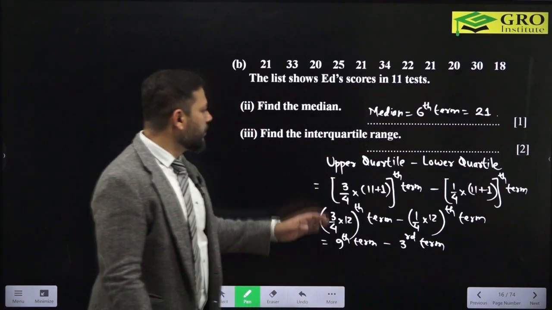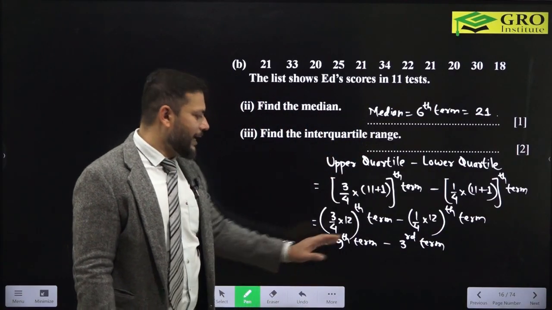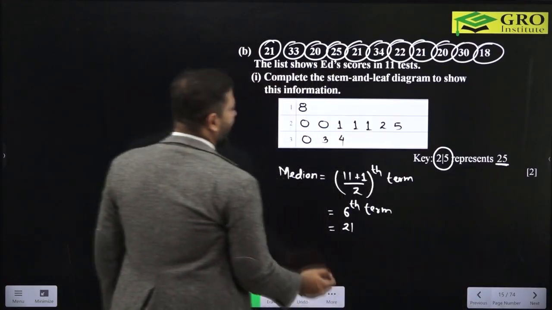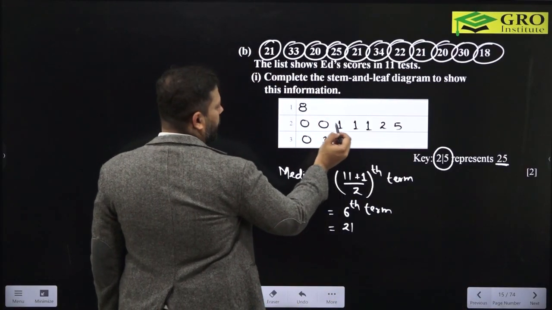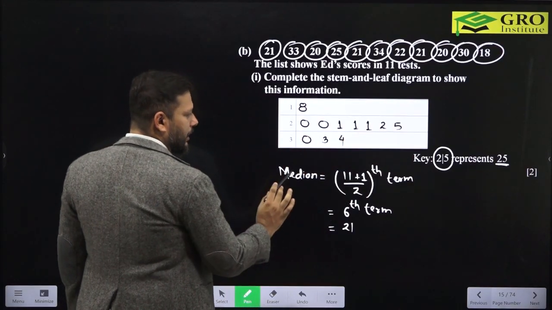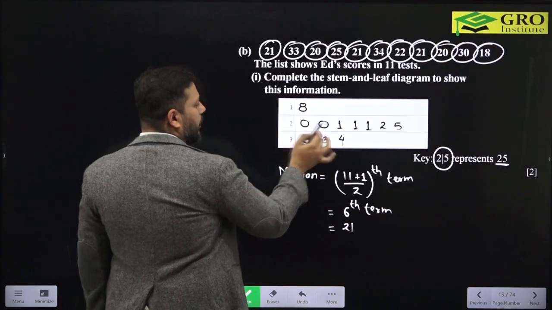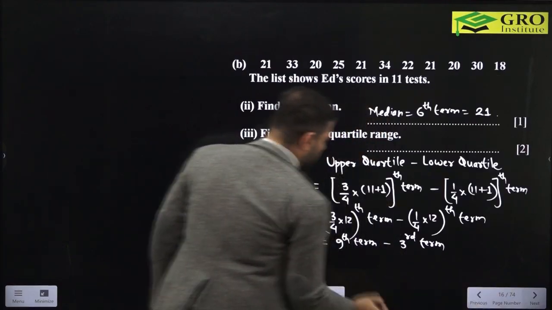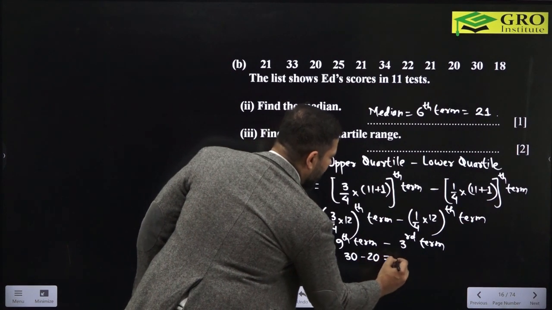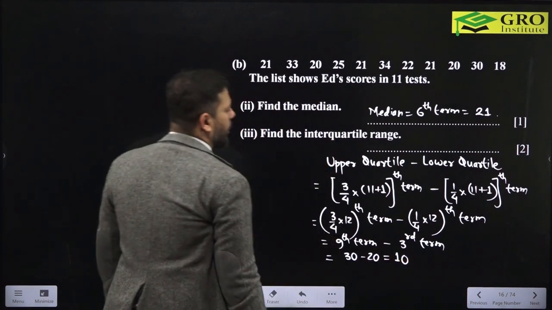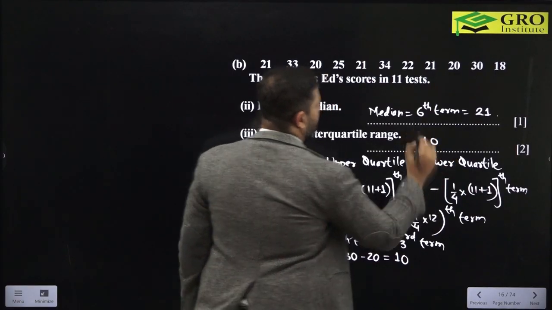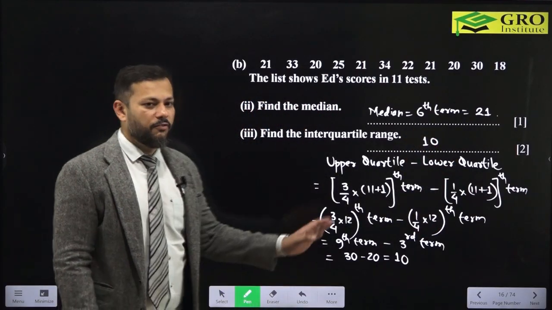Right, guys? The interquartile range would be 9th term minus 3rd term. Let us quickly look at it. What is the 9th term? 1st, 2nd, 3rd, 4th, 5th, 6th, 7th, 8th, 9th. The 9th term is 30 and the 3rd term is again 20. So the difference would be 30 minus 20, that is going to be 10. So the interquartile range is 10. This is our answer.